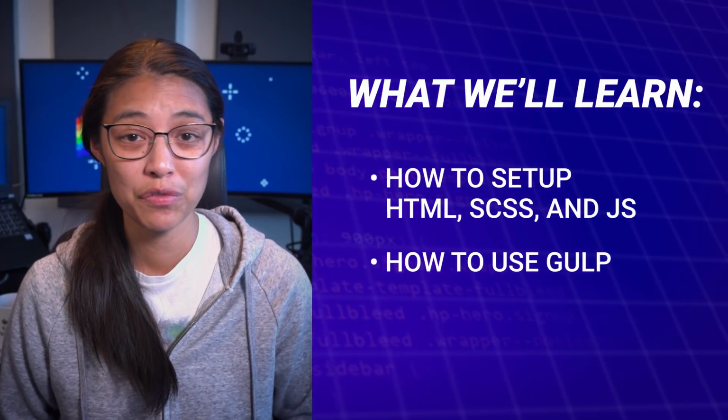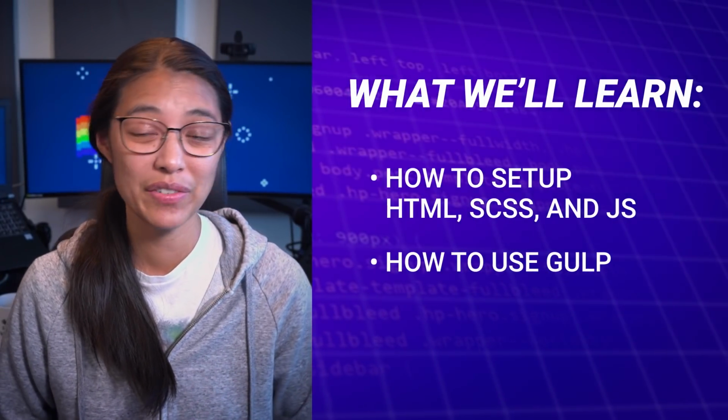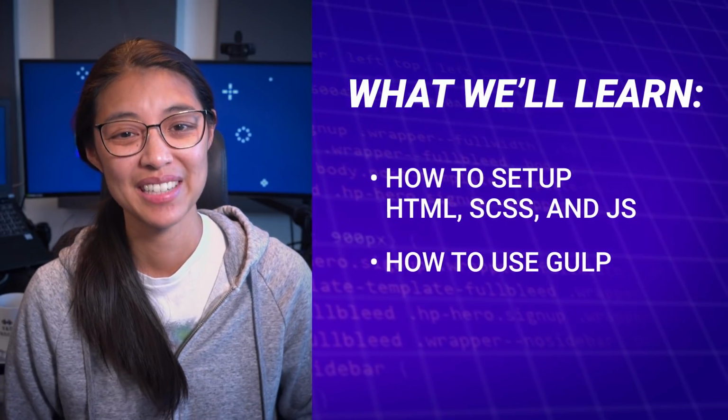This is part 2 in a series on building a Front-End Mentor challenge, the social media dashboard with dark light toggle. If you haven't seen part 1 yet, I recommend watching that first and then coming back here. In this video, we'll be setting up our workflow for HTML, Sass, and JavaScript files using Gulp to compile our Sass to CSS.